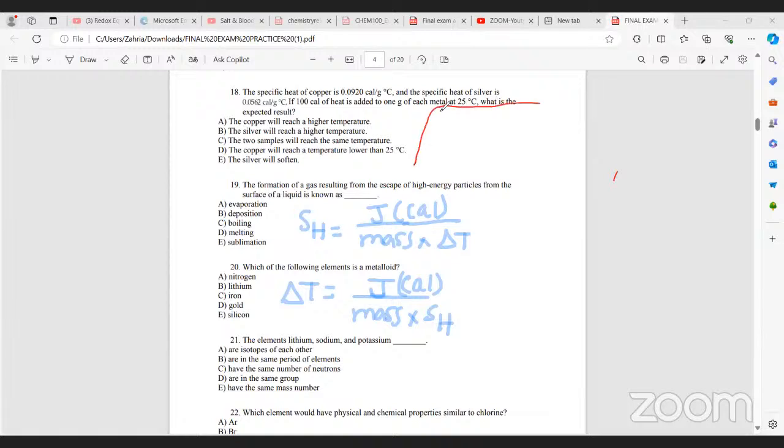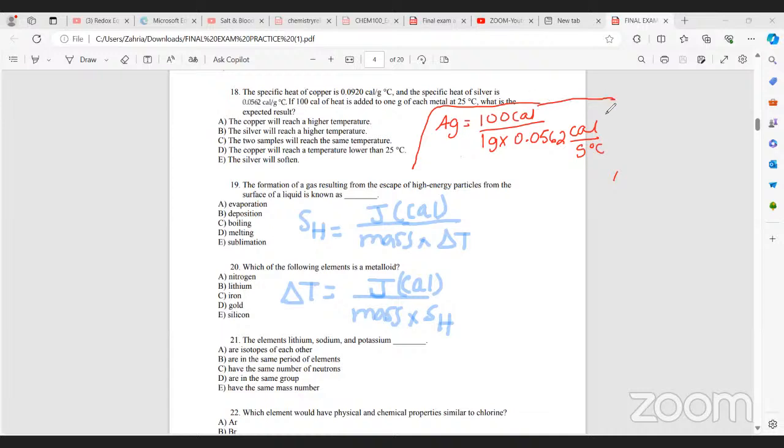For the first one that we're doing, we're going to do silver, okay? So I'm going to say the calories they gave me was 100. That's on the top. On the very bottom, the mass they told us was 1 gram each. They also gave us the specific heat for silver, which was 0.0562 calories over grams degrees Celsius.